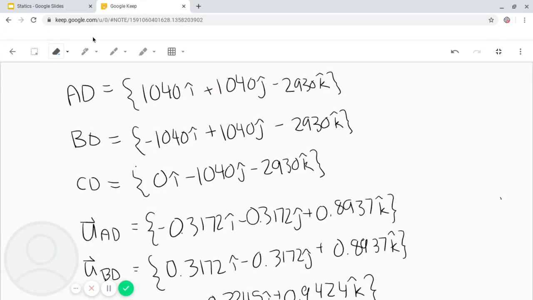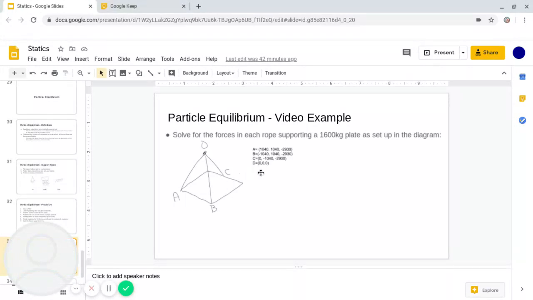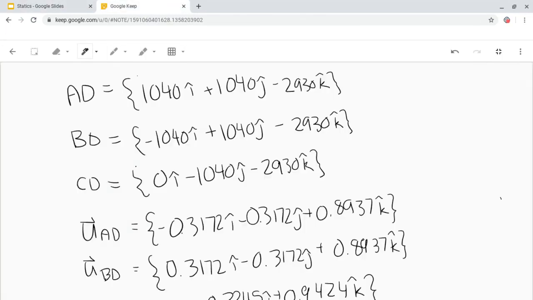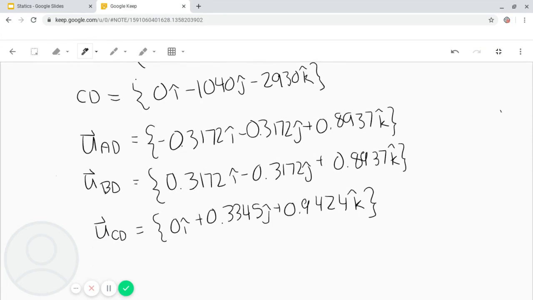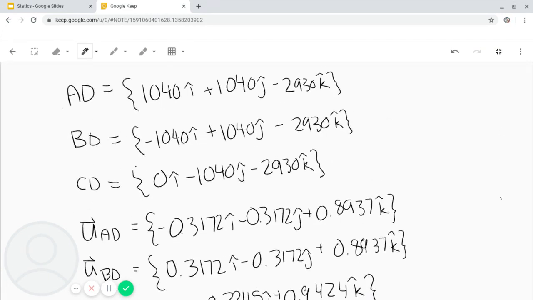So I've already laid out the position vectors. I think we did this in one of the first videos of the statics. And essentially all we have to do is take the point minus the origin. So here the origin is D. And so, for example, if we take A minus the origin, would be 1040 minus 0. So we end up with the same thing. So we can do that for all of these. So A, B, and C for all the ropes.